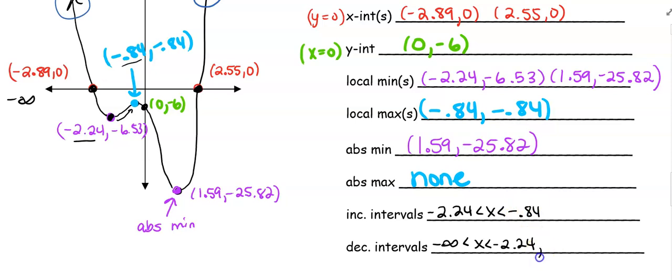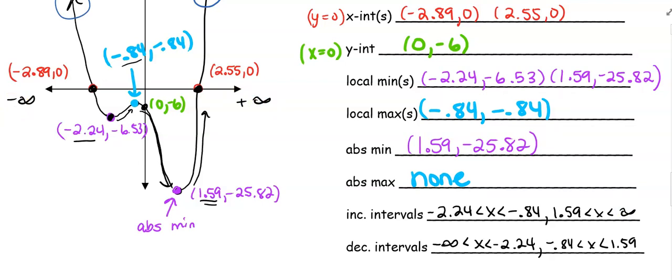And then we go back downhill. So I'm decreasing from negative 0.84 to 1.59. Everything for increasing, decreasing is in terms of x. And then I'm going back up. So I'm increasing from 1.59 all the way forever to the right. So remember, I start at negative infinity and I end at positive infinity.